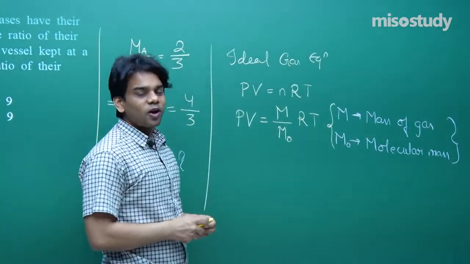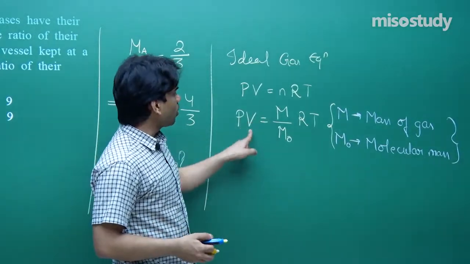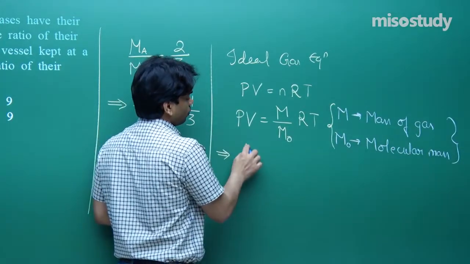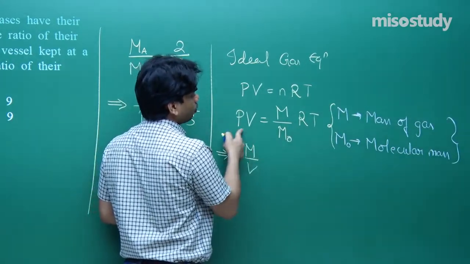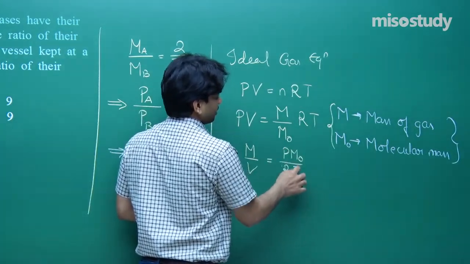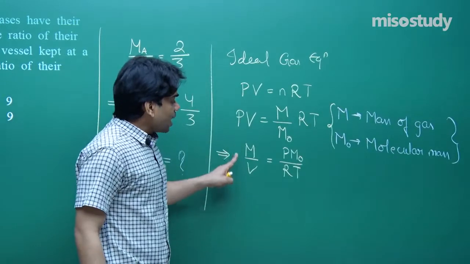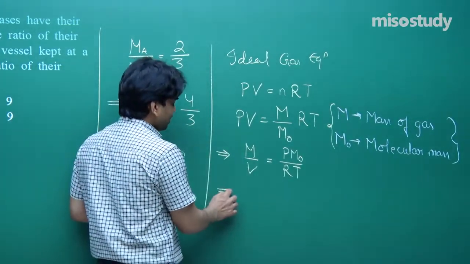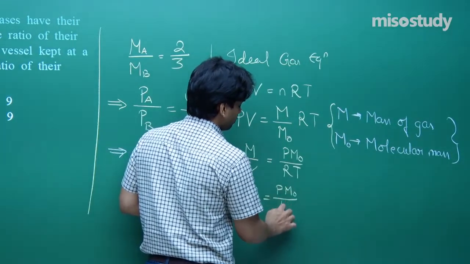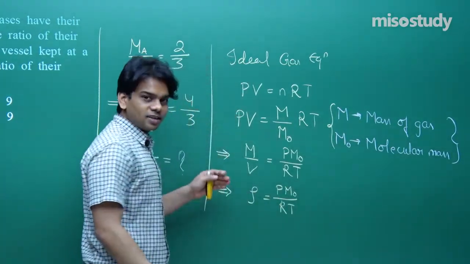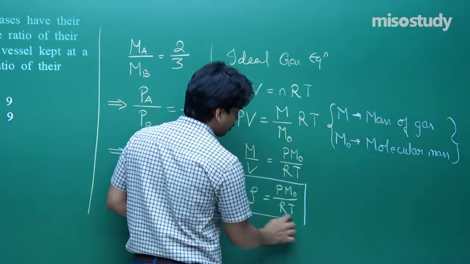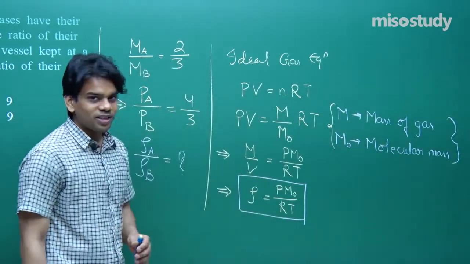From here we all know that density will be what? m upon V. So if I make m upon V the subject, we will obtain m upon V equal to P into m naught by RT. This is what we are going to obtain. m upon V is the density. Let me write this as rho, that will be equal to P into m naught by RT. Clear? I believe this would be clear to you, how you can actually reach a formula to identify the density of gases.